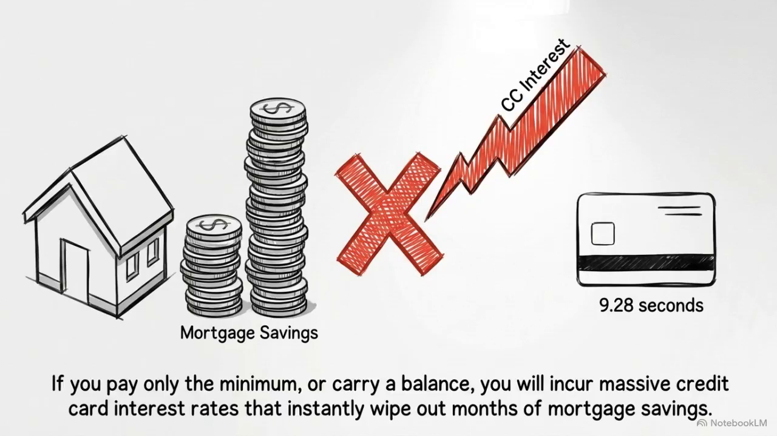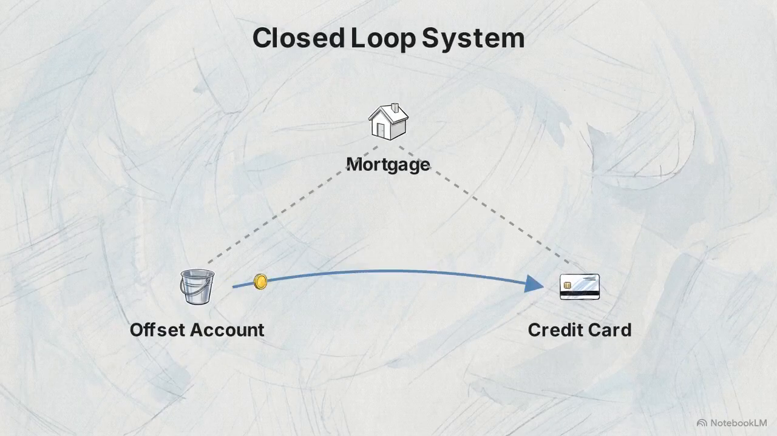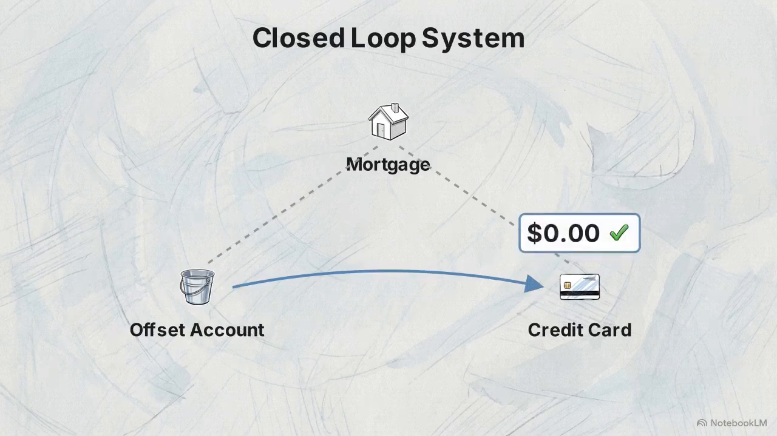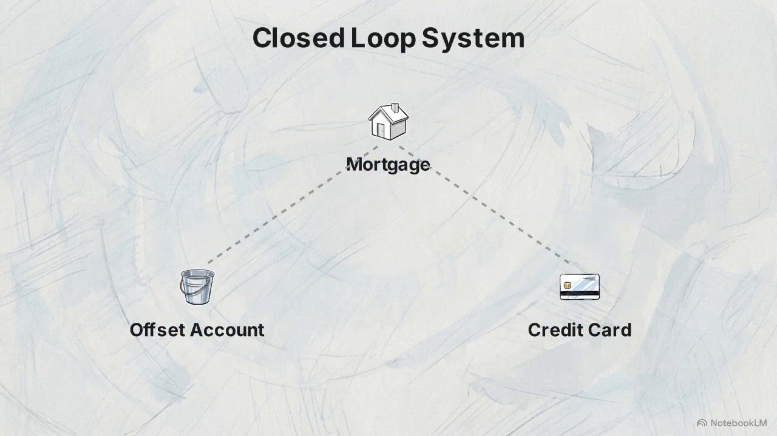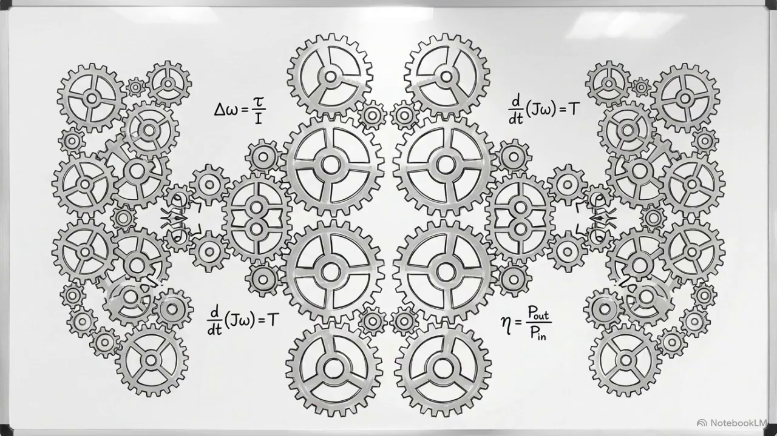If you pay only the minimum or carry a balance, you will incur massive credit card interest rates that instantly wipe out months of mortgage savings. But as this looping animation shows, paying the balance in full clears the debt and seamlessly resets your system for the next month. Automation is your ultimate safeguard. It removes human error and guarantees the strategy loops indefinitely without triggering a single penalty.